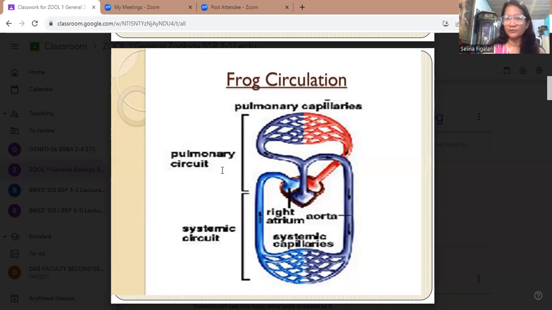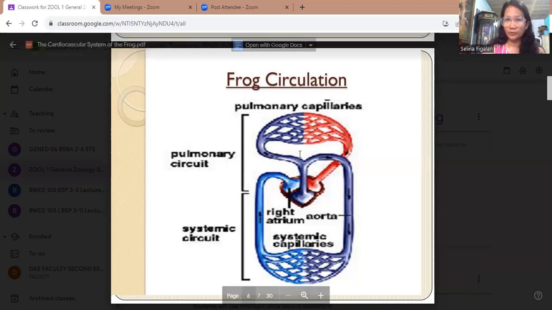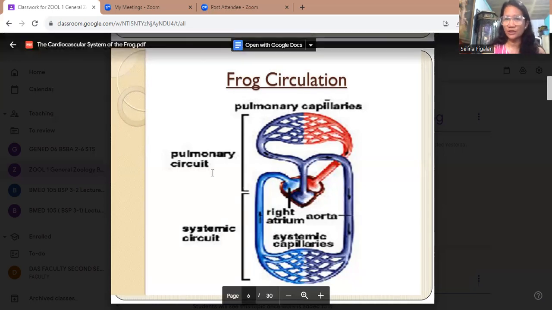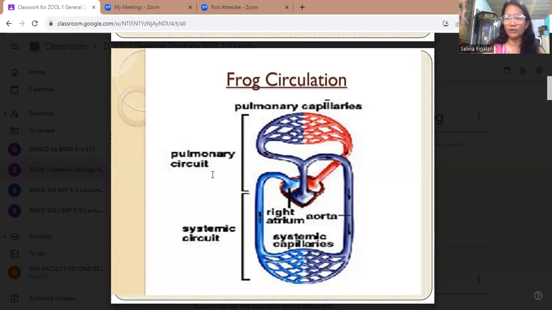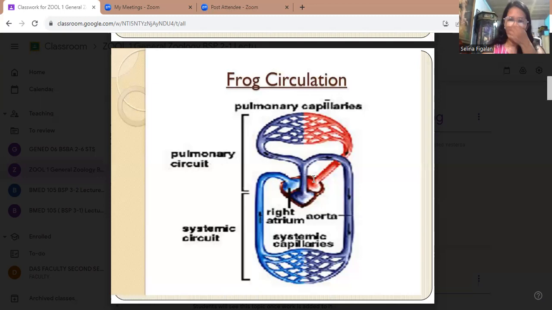Tapos, pag pumasok na siya along the lungs, magiging red na. So, magiging oxygenated blood na siya, going to the heart, and that is what we call the pulmonary circulation. But when you say systemic circulation, ito na yung pag-distribute ng oxygenated blood. Okay? The oxygenated blood, maliit ang kulay na to. Okay, this one, so magiging red yan, going to the left atrium, kasi oxygenated na siya. And that is what we call the systemic circulation.